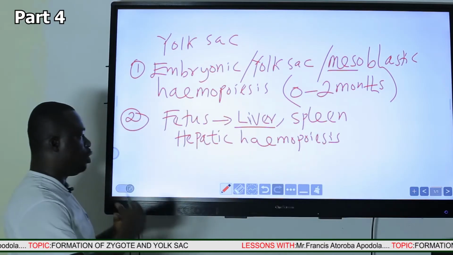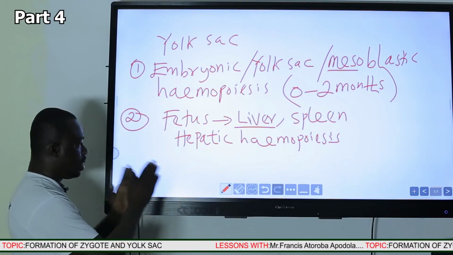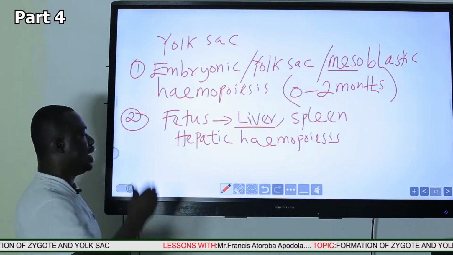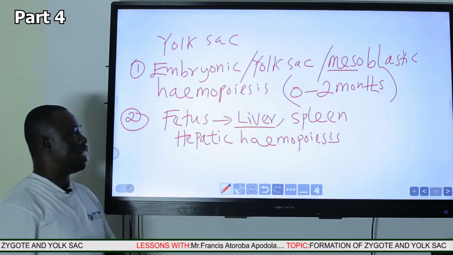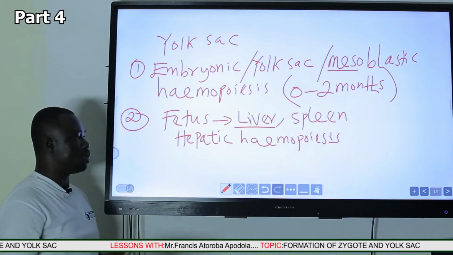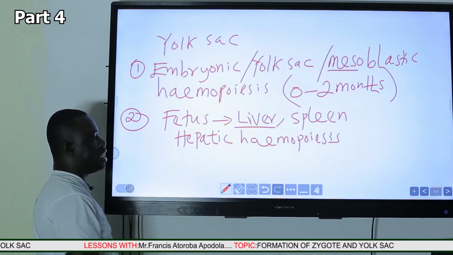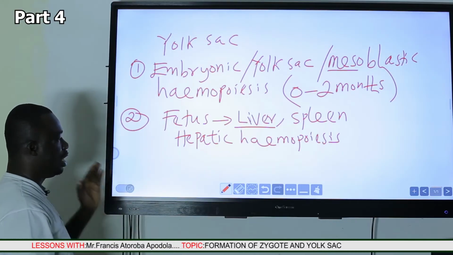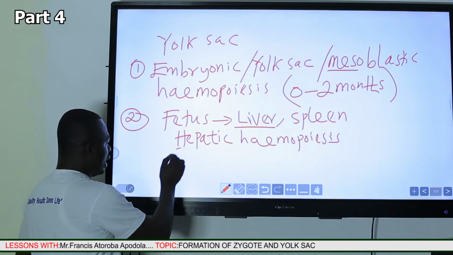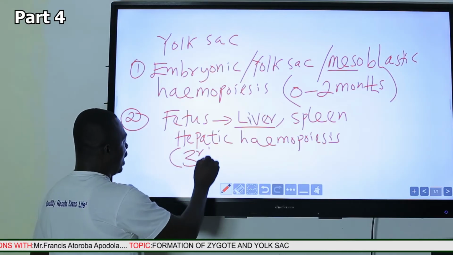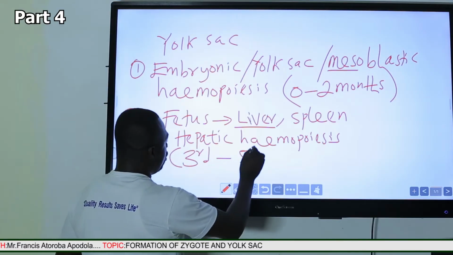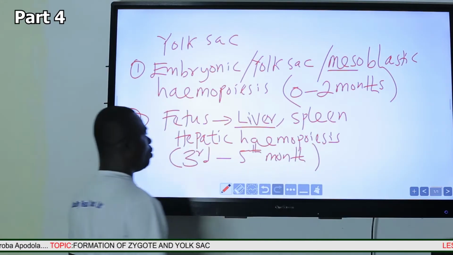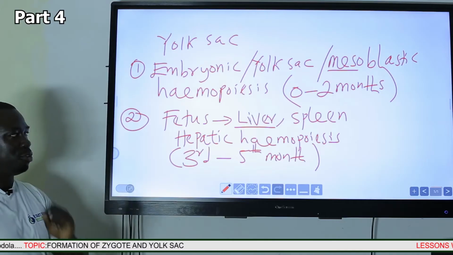So even though the spleen also produces blood cells, much of the blood is coming from the liver, and a lesser amount is coming from the spleen. So we name this phase after the liver, and that is called hepatic hemopoiesis. And technically this will happen from the 3rd month to the 5th month of gestation. So that is the fetal stage.